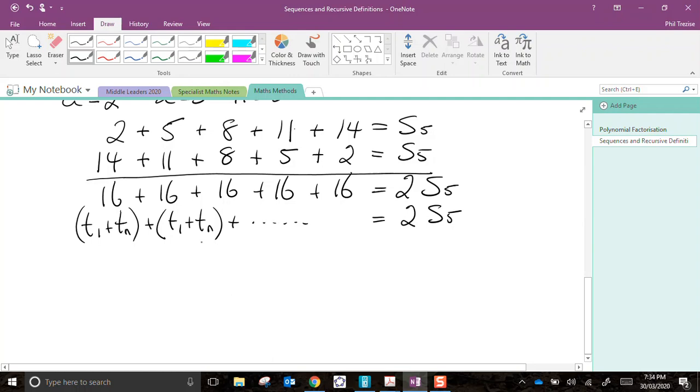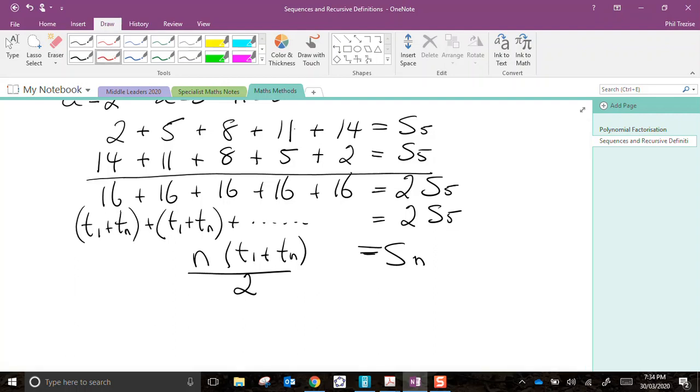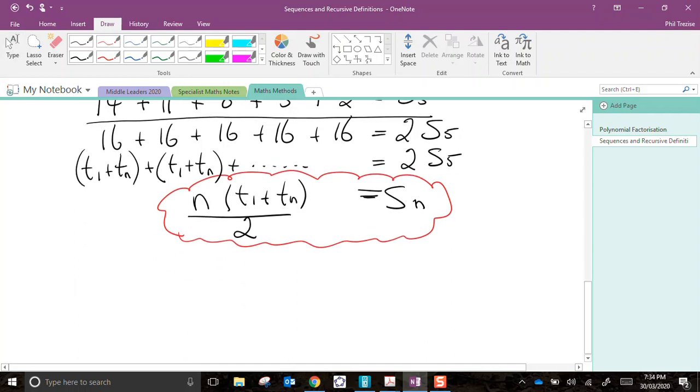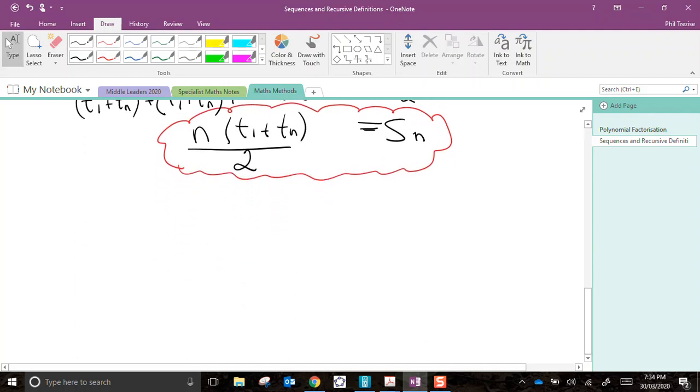Now how many of these were there? Well, there would be the number of terms we were interested in. n times T1 plus Tn, the first plus the last. Divide this by 2 and that gives us the sum to n terms. Now I didn't actually figure out the answer, I was using that as a little example of where this rule comes from. So that's how we find the sum of an arithmetic sequence, and we call that a series.